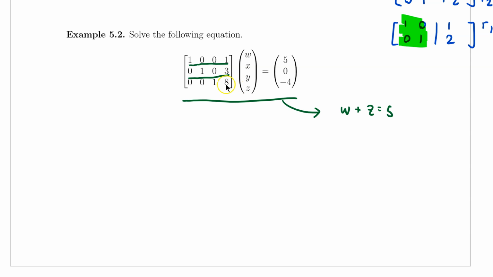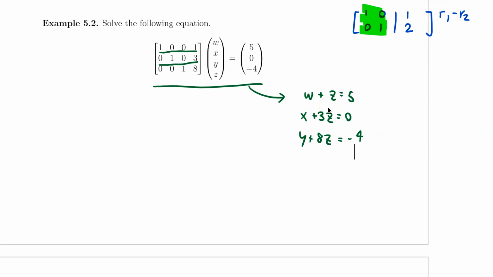My second equation is 0w plus 1x plus 0y plus 3z equals 0, so I get x plus 3z equals 0. And the last one is just y plus 8z, which equals negative 4. So this matrix equation is the same as this system of equations.